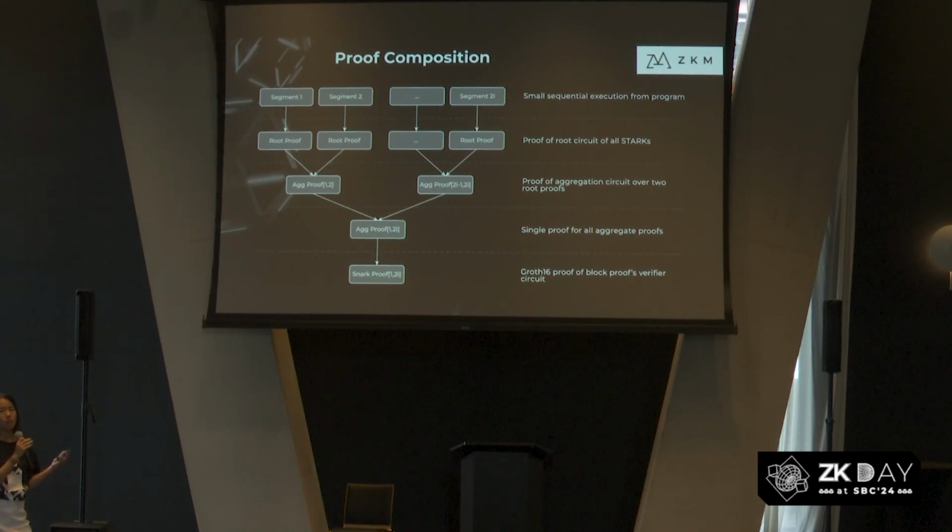From there, we start aggregating those root proofs. So the aggregate proof is the proof of the aggregation circuit over two root proofs. And then from there, we'll continue that aggregation process until we have a single proof for all those aggregate proofs. And then as a last step, using Groth16 to reduce the final proof size and to also enable it for on-chain verification.